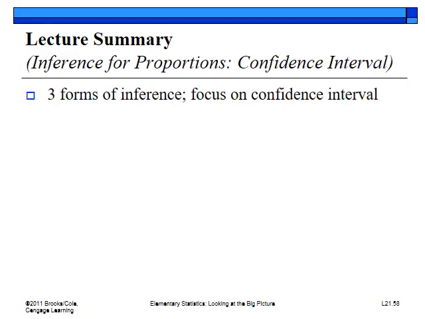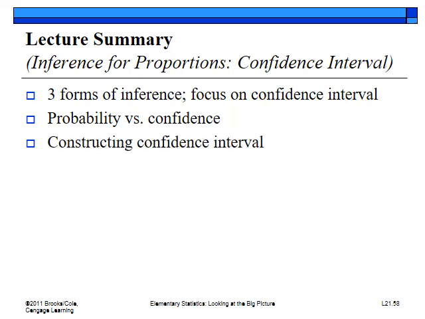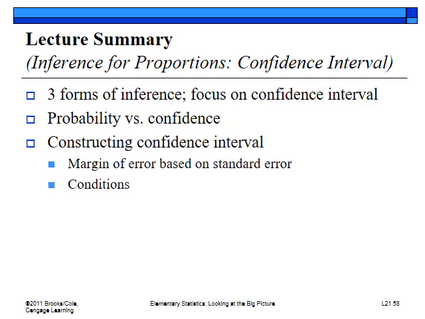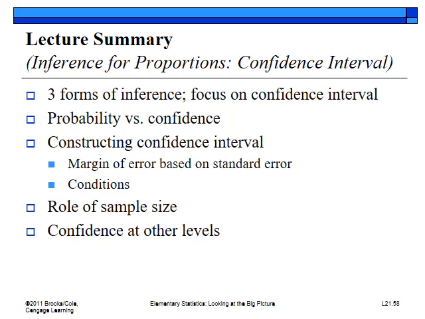So, to wrap things up, we looked at the 3 different ways that we can ask a question about inference. In this lecture, we focused on constructing confidence intervals. We talked about the difference between probability and confidence. We talked about how to construct a confidence interval by finding the margin of error, which is computed based on the standard error, and the conditions under which we can use that formula. We talked about how an increasing sample size makes the confidence intervals smaller. We talked about how to compute confidence intervals at other levels. And we talked about interpreting that confidence interval over the long run.